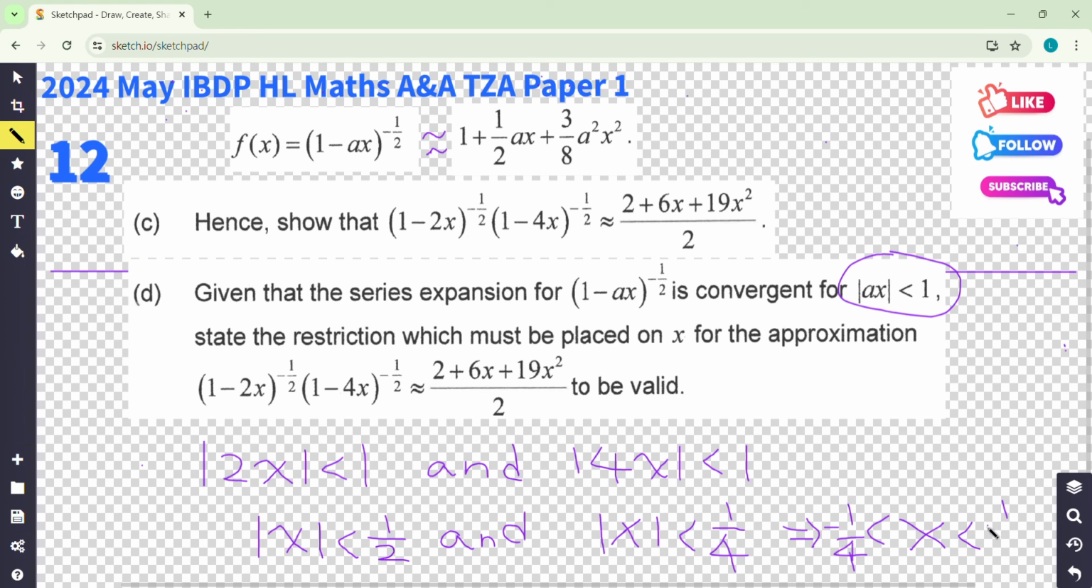You got it. This part is not complicated. Okay, I don't need to type it again. So we finished C and D, and we are now at the end of paper 1. Question 12E. Ready? Okay, let's see our next video.